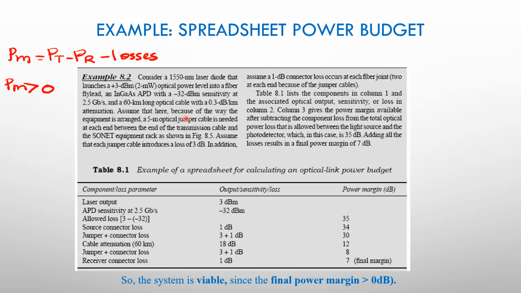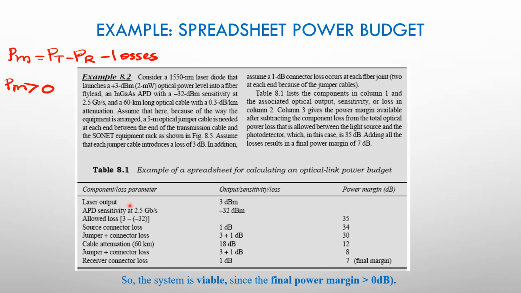Assume that, because of the way the equipment is arranged, a 5-meter optical jumper cable is needed at each end between the end of the transmission cable and the SONET equipment rack. Assume that each jumper cable introduces a loss of 3 dB. In addition, assume 1 dB connector loss occurs at each fiber joint, 2 at each end because of the jumper cables. So from this information, we can come out with this table.